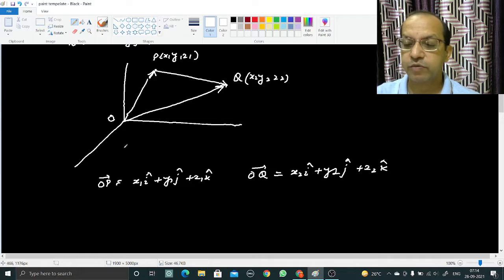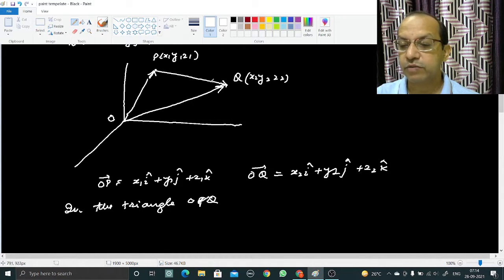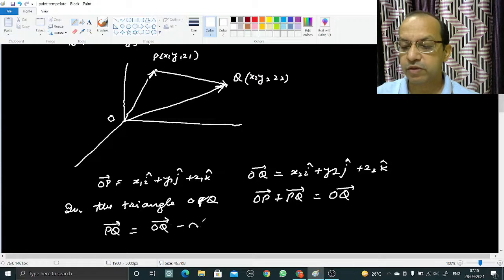Now, in the triangle OPQ, when vector OP is added to vector PQ, the head of the OP vector is joined with the tail of the PQ vector. That means OP plus PQ will be equal to OQ. So OP vector plus PQ vector equals OQ vector. So PQ will be equal to how much? PQ will be OQ minus OP.